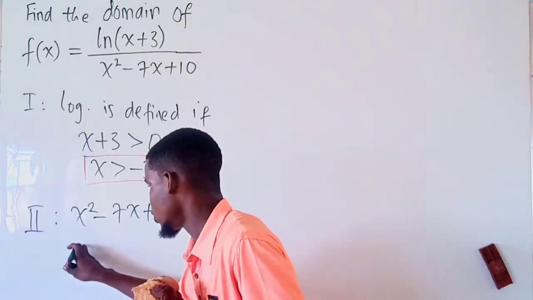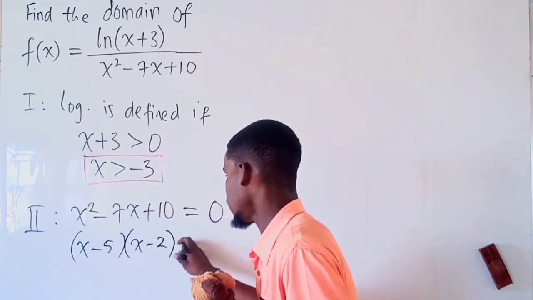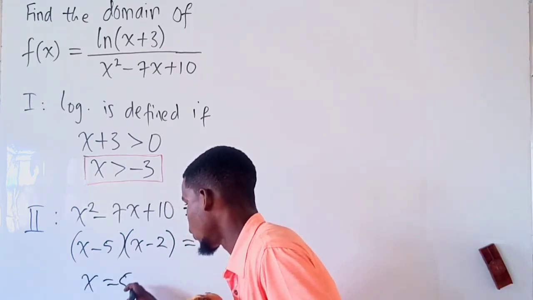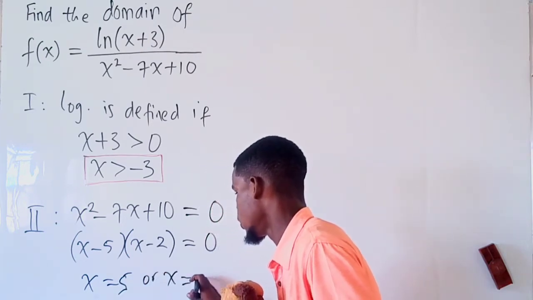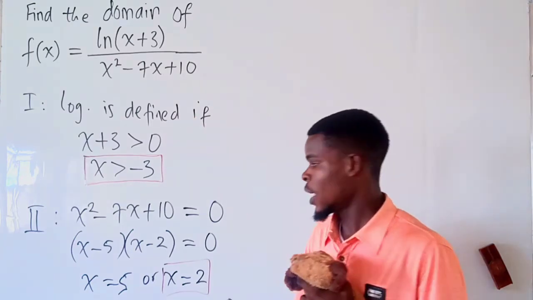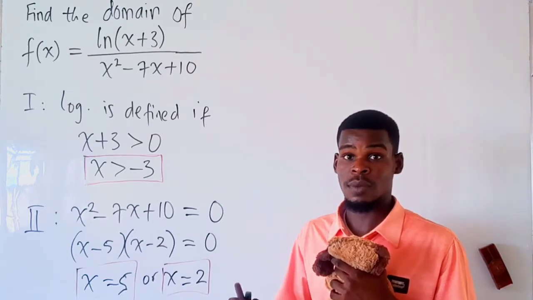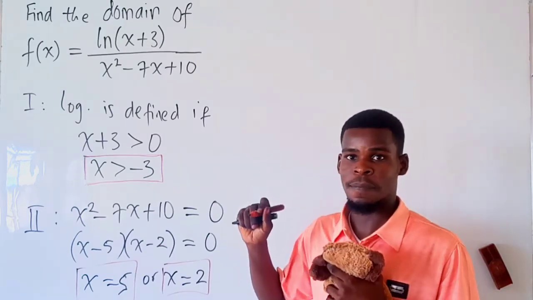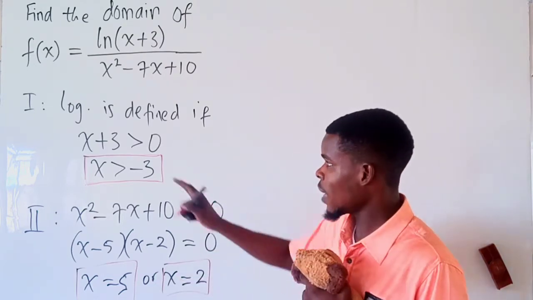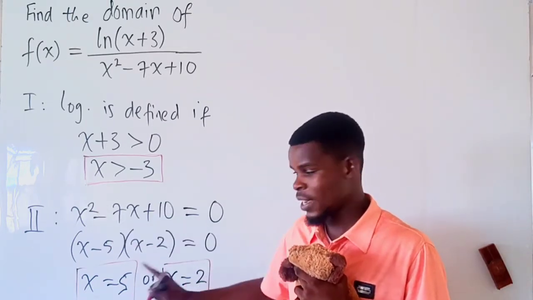And then we put this down this way: x minus 5 times x minus 2. We equate that to 0. From there, we have that x is 5 or x is 2. So what this tells us is that if x is equal to 2, then this denominator will be 0. As well, if x is equal to 5, then that denominator will be 0. And if the denominator is 0, then that function will be undefined. So that tells us that 5 and 2 are not in the domain of this function. So we have case 1, x should be bigger than negative 3, and case 2, x should not be 5, and x should not be 2.